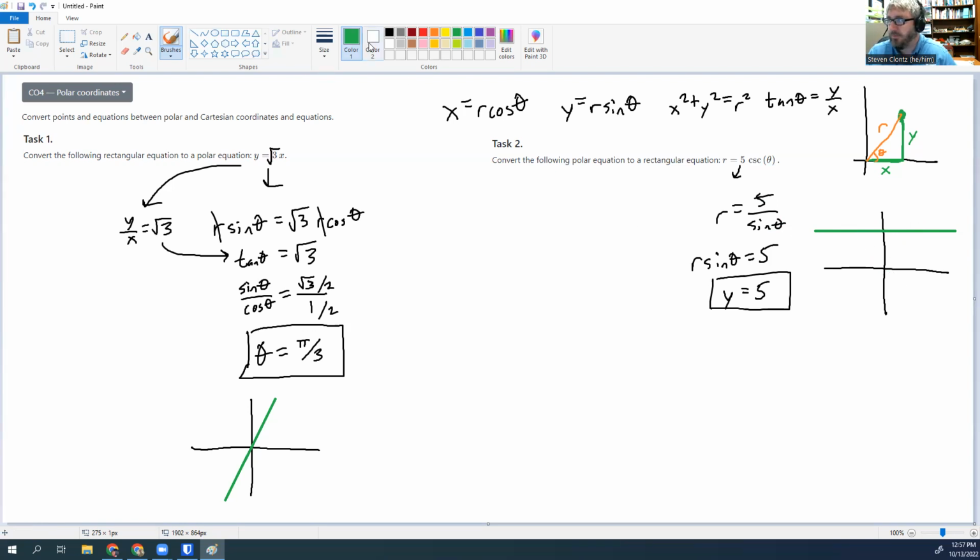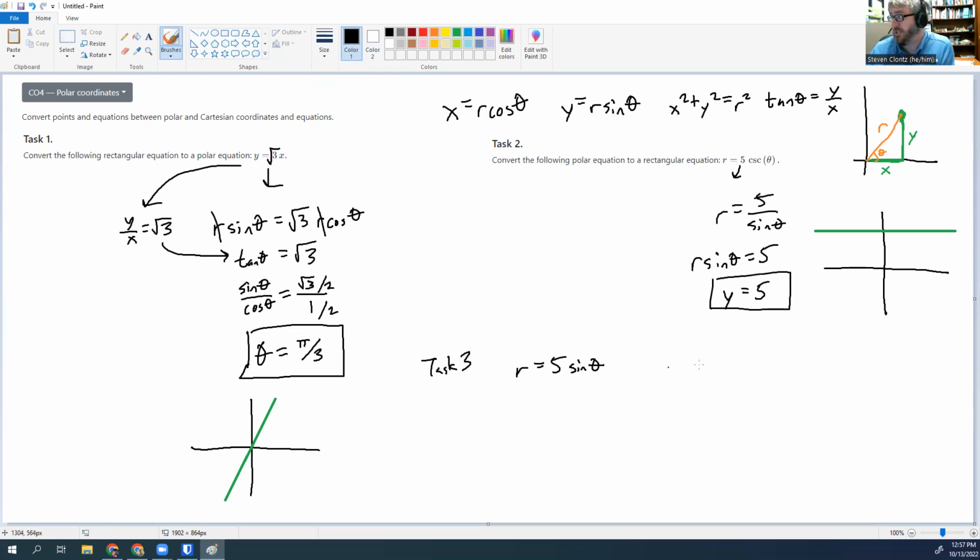Let me do one more example while I'm recording here. There's another kind of go-to example. Let's do another rectangular to polar conversion. And so actually, no, let's do polar to rectangular. So I'll call this task 3, for example. And let's suppose this is slightly different. Let's just say this is r equals 5 sine of theta.